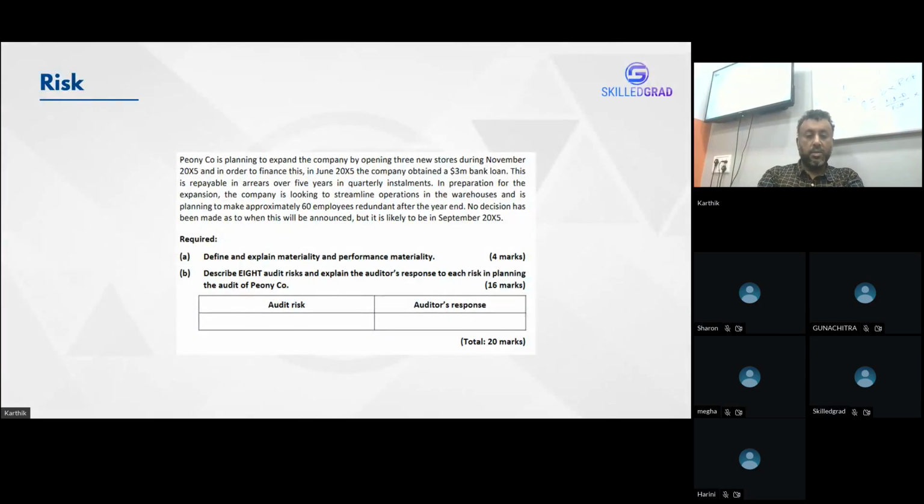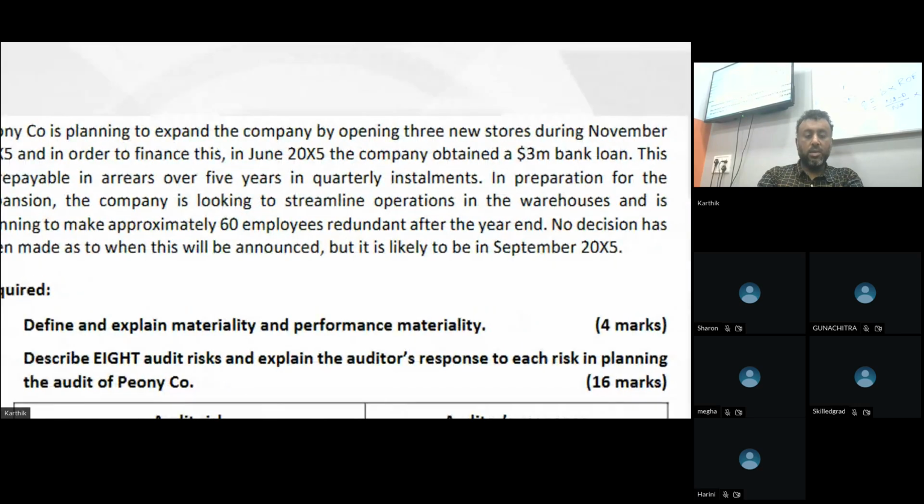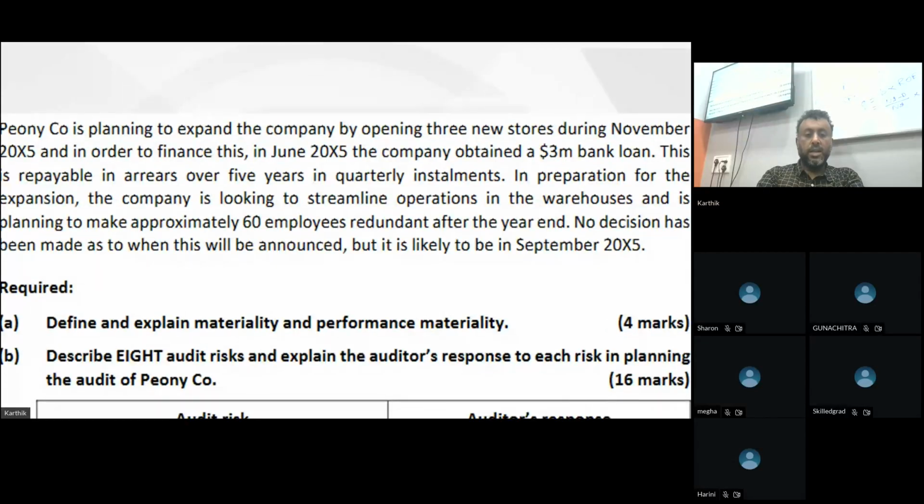They're planning to open some stores, and they're going to raise a $3 million bank loan, repayable in 5 quarterly installments.